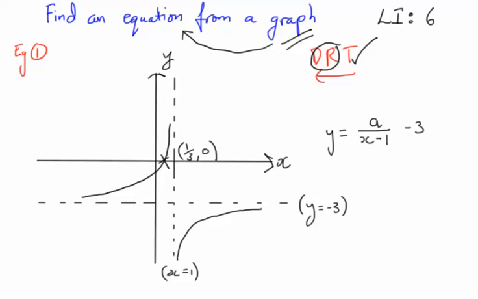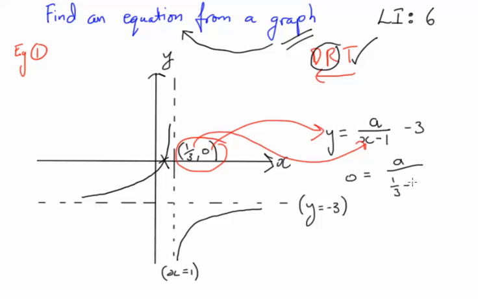So the way we find a is we look at our graph, and they must give you a point to help you find a. Here's our point. So we're going to sub this into here. Well, when x is a third, y is 0. Okay, let's sub those in and see what happens. x is a third, y is 0. So we've got 0 equals a on a third minus 1, minus 3.